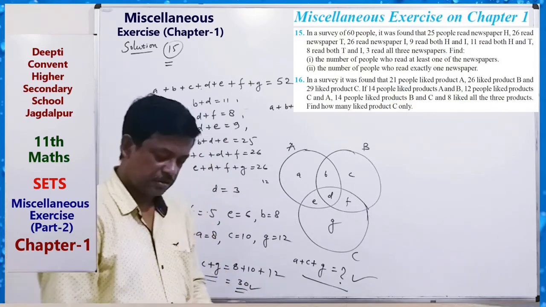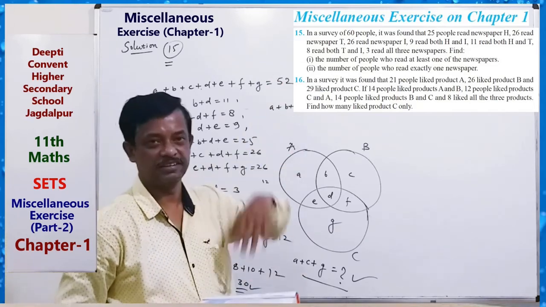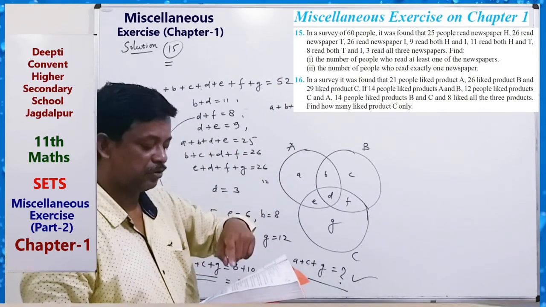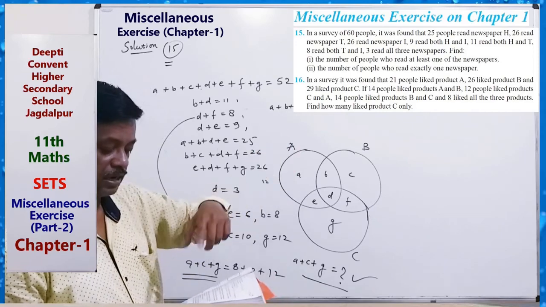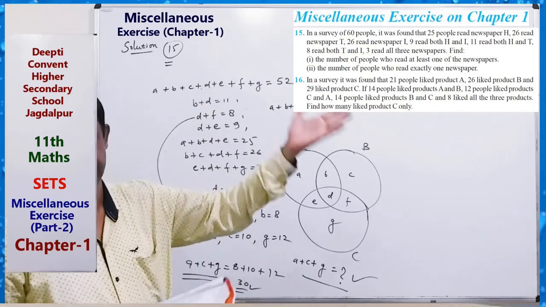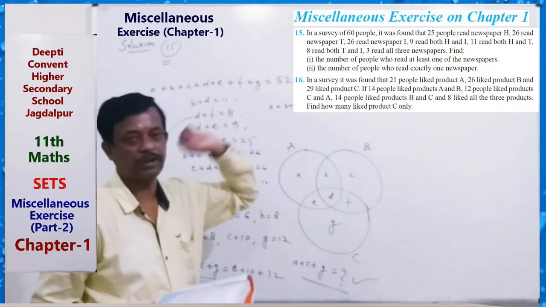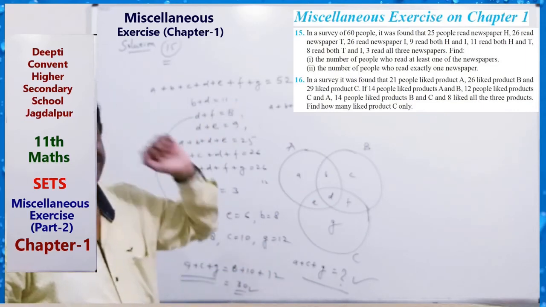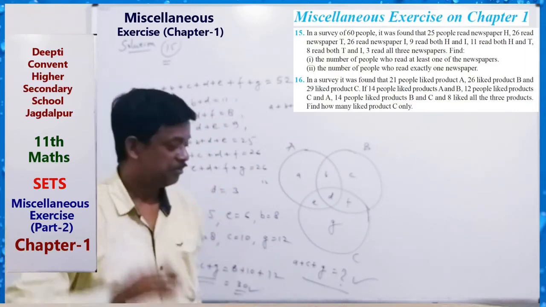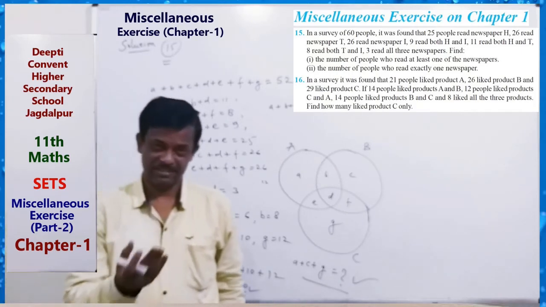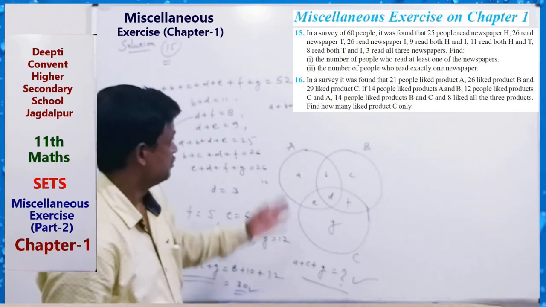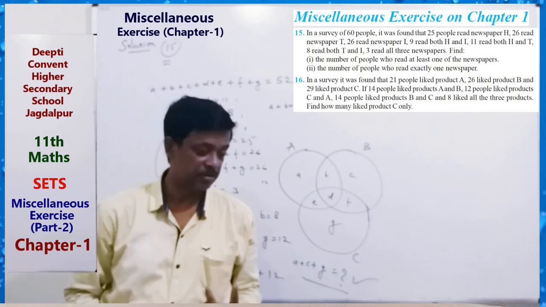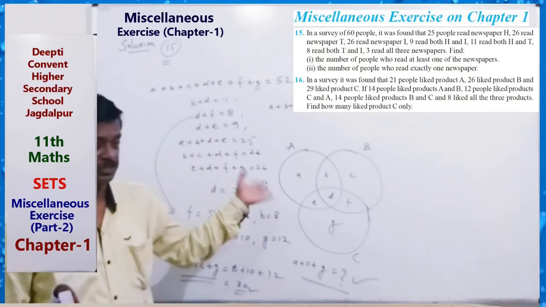Now in a similar fashion, question 16: in a survey it was found that 21 like product A, 26 like product B, 29 like product C. So three sets are there. You can also draw this type of diagram and get the result. Do question 16 also with this method, make a PDF file and send it to me for your attendance, along with your solutions.